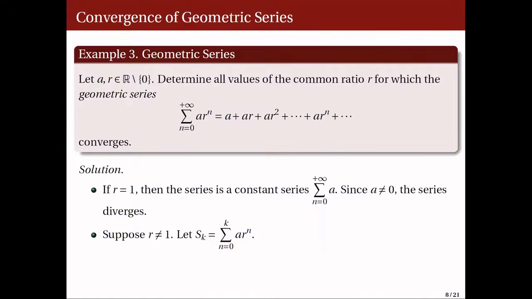We let the kth partial sum be equal to the summation of a times r raised to n with n ranging from 0 to k. For any non-negative integer k, we have the following. The kth partial sum is equal to a plus a times r plus a times r squared plus and so on up to a times r raised to k.